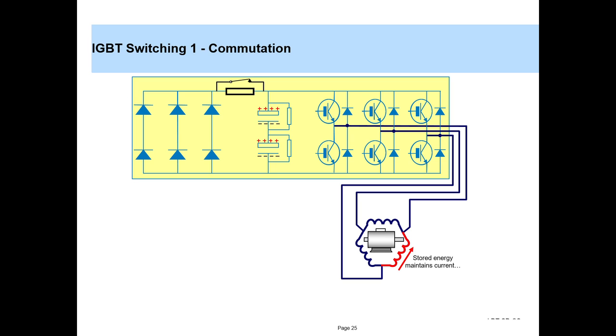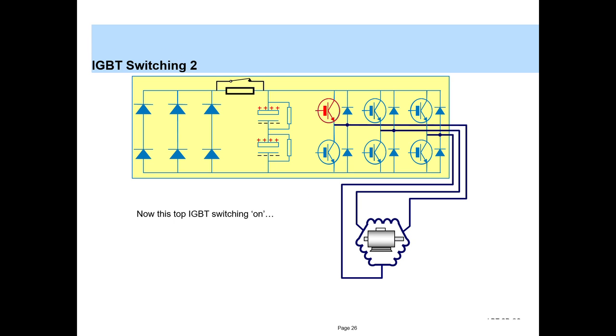It will have a tendency to keep the flow of current, which can be fulfilled by a diode. So the flow of current is sustained through these freewheeling diodes. You see the arrows denote the flow of current. Even now the IGBT is switched off, the current flows through the diodes. Next, switching cycle 2.